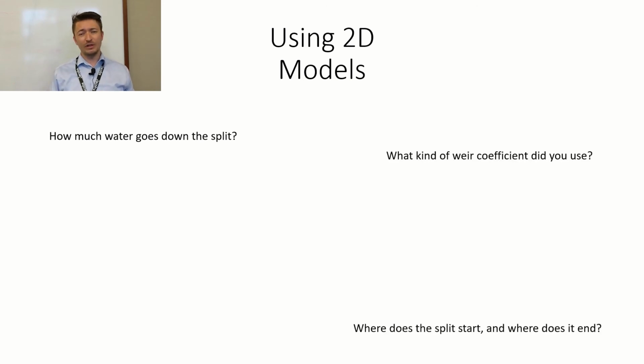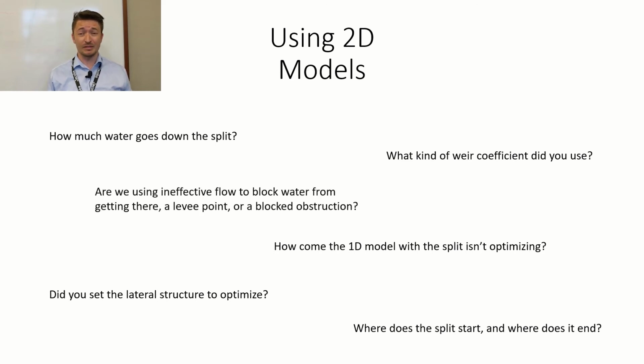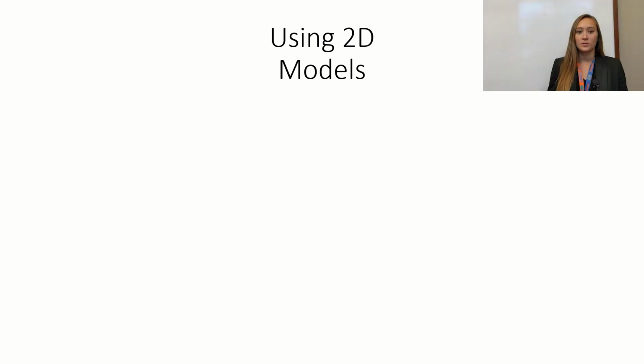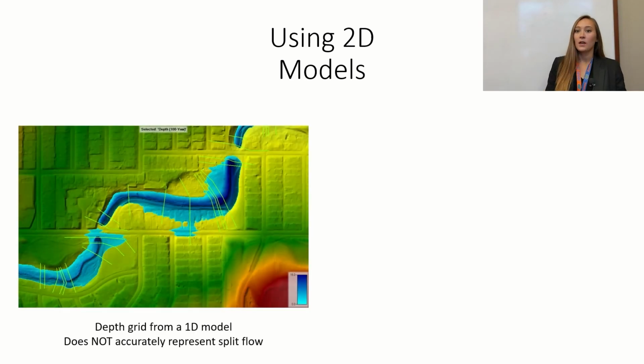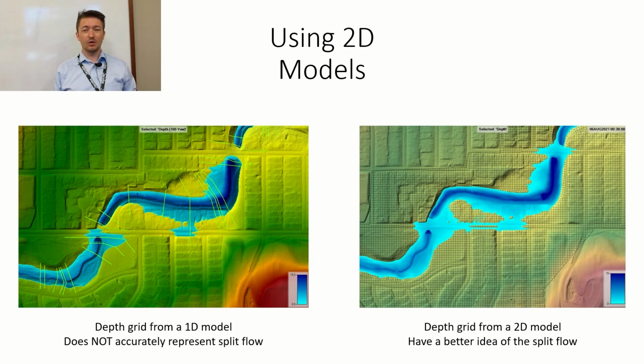What kind of weir coefficient did you use? Did you set the lateral structures to optimize? How come the 1D model with the split isn't optimizing? Are we using ineffective flows or blocked obstructions to block the water from getting to certain areas of the model? These are all questions you have to answer when modeling split flows in 1D. 2D models aren't perfect, but the underlying terrain answers a lot of those questions that come up when trying to model split flows in 1D. Split flows are sometimes a total separation from the main channel, or they are where flows partially separate and then reconverge later downstream.